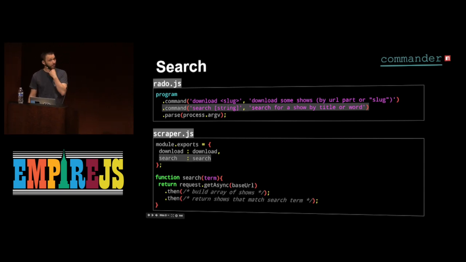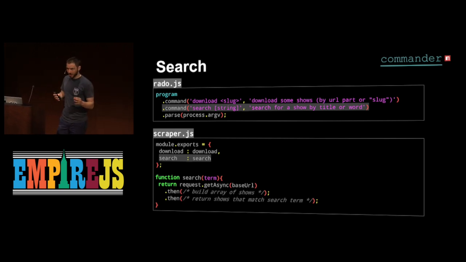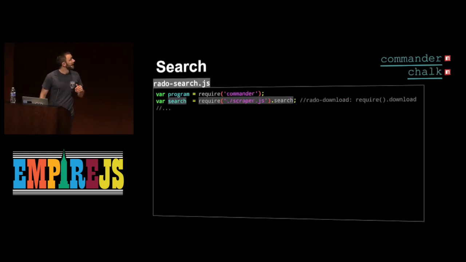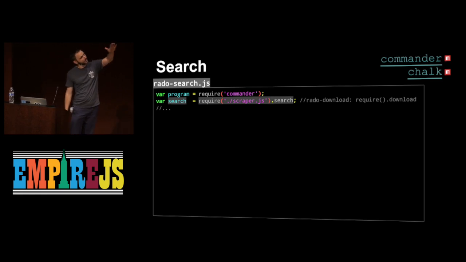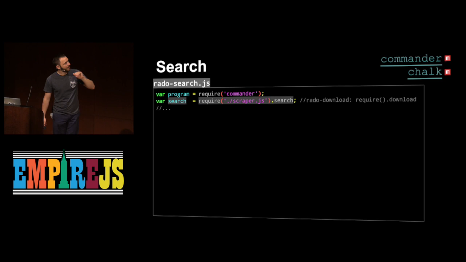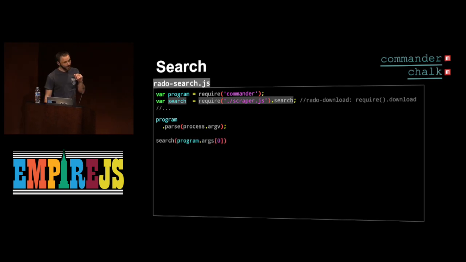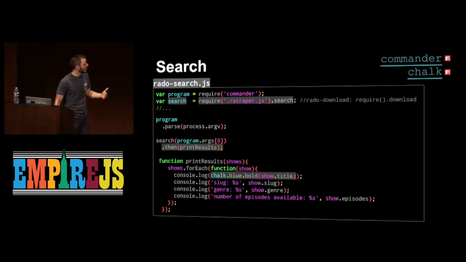In our search function, I'm just going to look at it from a real high level. It returns a promise. Request get async, I've wrapped to return promises. It gets the home page, and then it builds an array of all the shows, and then it filters down and returns a list of shows that match the search term. So it doesn't actually do anything with the results, it just returns them to use elsewhere. Now in our rado-search file, we can require scraper.js.search, and we've also done the same over in our download file. We parse the arguments with program, and then call our search function, which, remember, returns a promise. And when the promise resolves, the results are ready, and we can go ahead and print them.